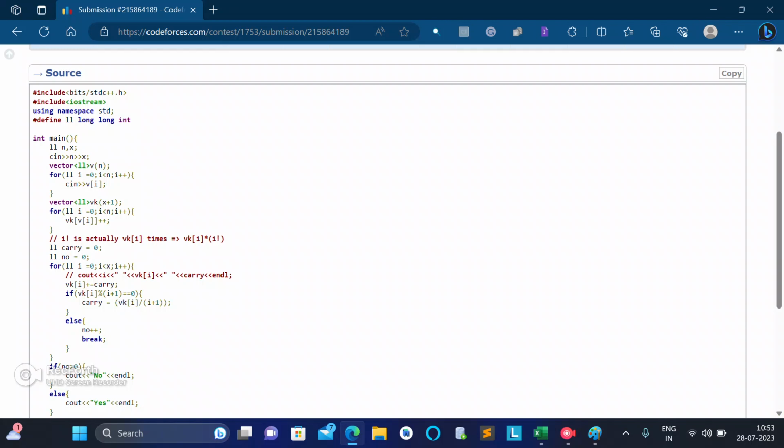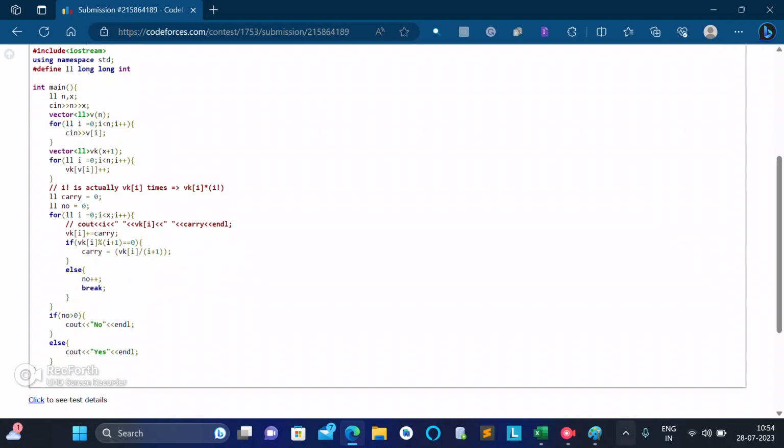Now I have to check whether vk of i is divisible by i plus 1 or not. If vk of i is divisible by i plus 1, then the new carry, which will be carry forwarded, is vk of i by i plus 1. And if at any point of time we won't be able to convert the whole value, then I increment no and then break. If no is greater than 0, then the answer is no, else the answer is yes.